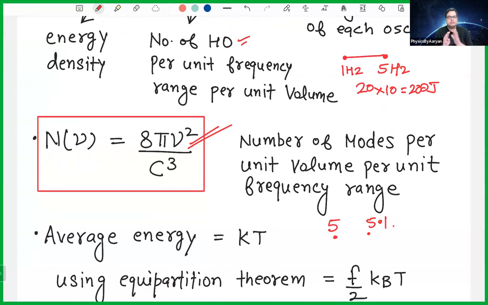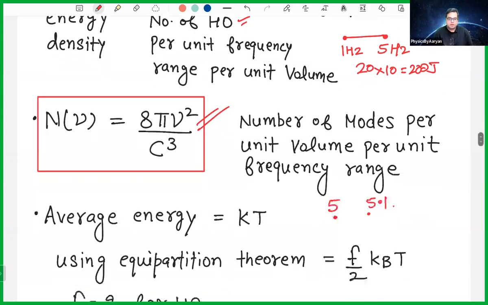That is general. Till now, there is no difference between classical and quantum. Both agree till this point. Both say, okay, theek hai. We agree that atoms are oscillating. Atoms are oscillating at different frequencies. And how many atoms are there in this frequency range? You can find by using this formula. Both of them agree, quantum as well as classical.